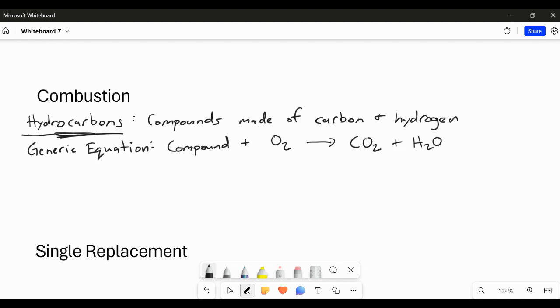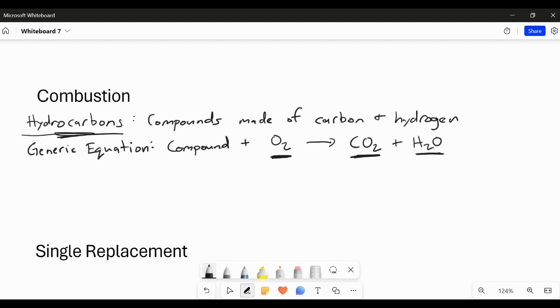So this is the most universal indication of a combustion reaction. It has to have oxygen at the beginning of the reaction. For the purposes of this class, the other things you can look for are forming carbon dioxide and forming water as products. You have to have these three things for it to be a combustion reaction.